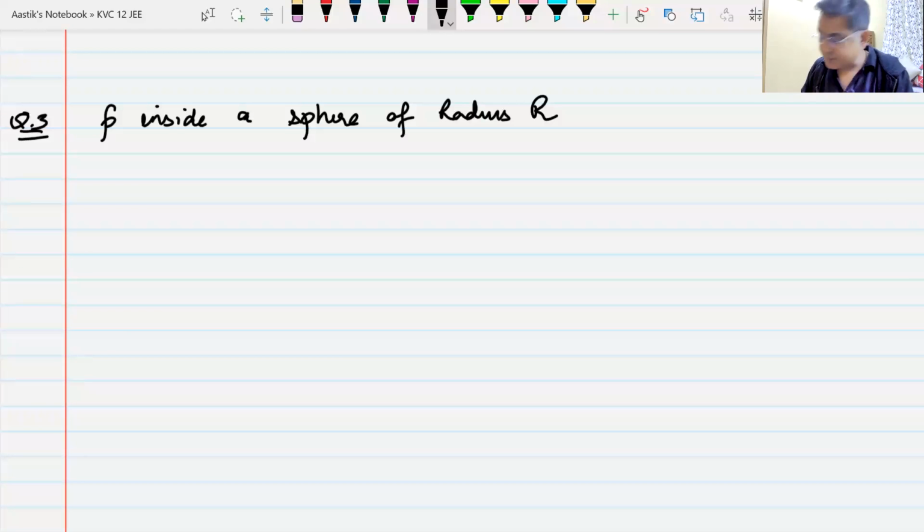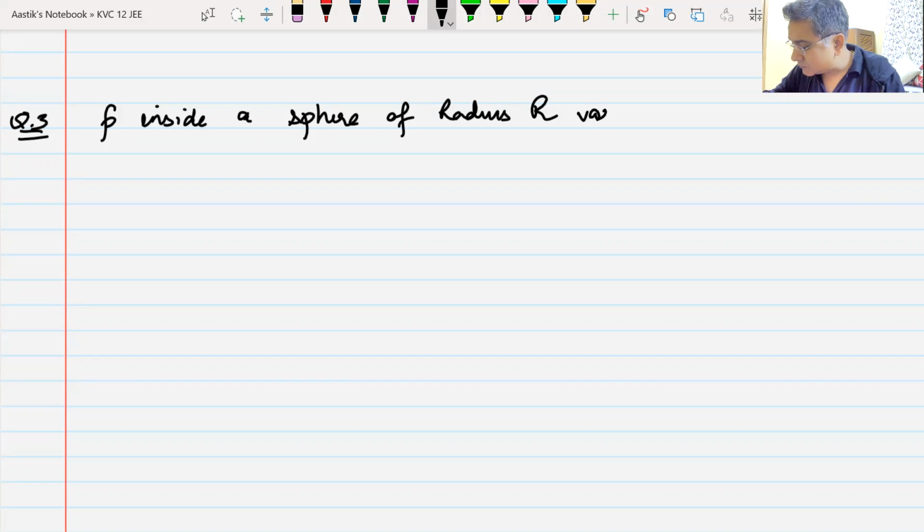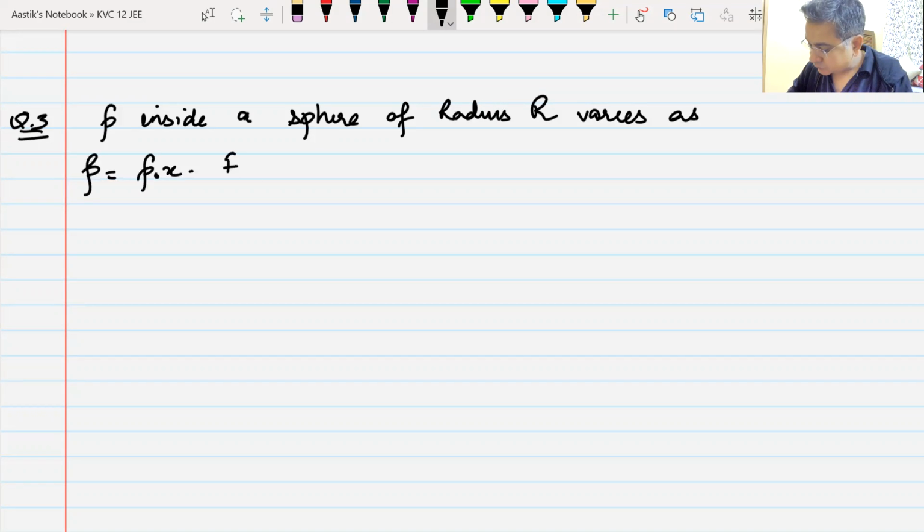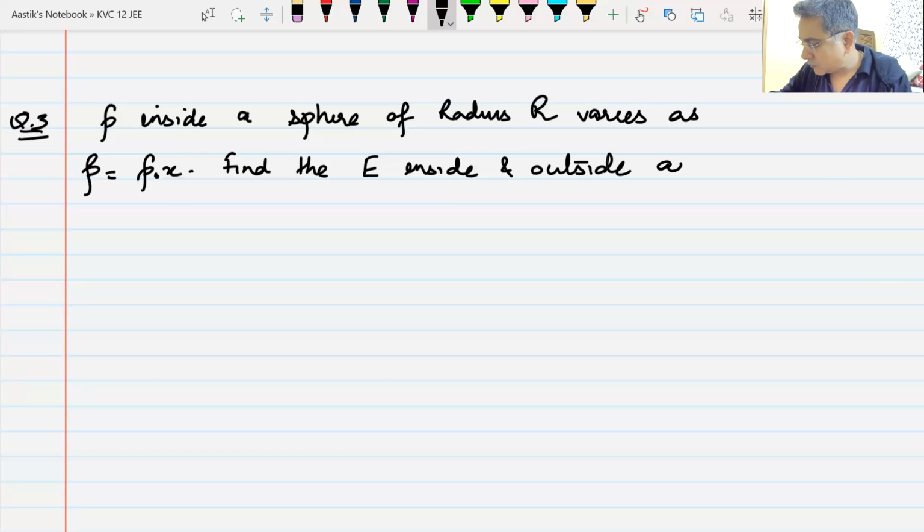Then comes this question, sir. The volume charge density inside a sphere of radius capital R varies as rho is equal to rho naught x. Find the electric field inside and outside as a function of x.